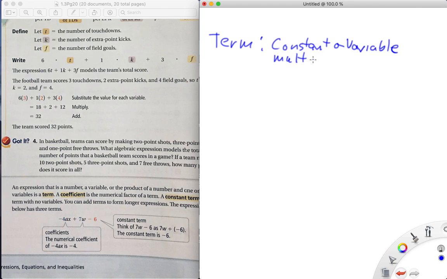You can have some division. The only thing about it is, though, you can't have a variable in the denominator. You can't have a variable in the denominator. I'll just write AVAR.